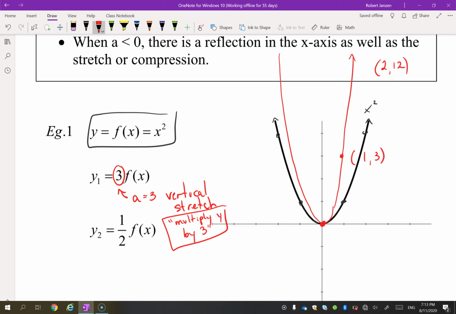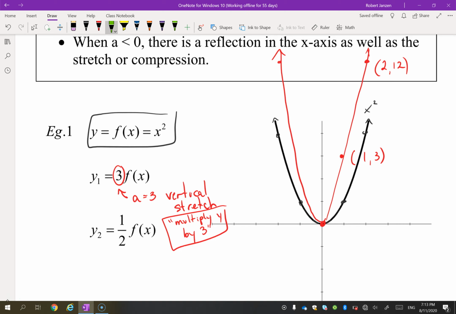So that point should be somewhere around here. I don't like that. That's not a very nice graph. Let's try that again. There. Okay, so that's a vertical stretch.